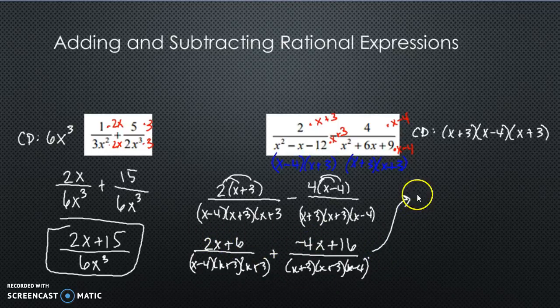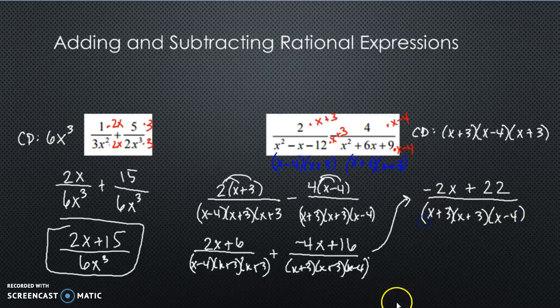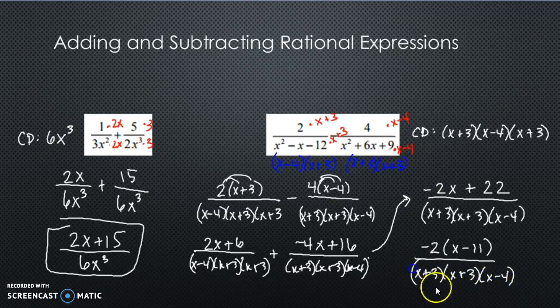All right, so then I'm going to come up here, and I want to combine my like terms. So I have 2x and negative 4x, which is negative 2x, and 6 and 16 is 22. And that's over x plus 3 times x plus 3 times x minus 4. And then I've got to see if I can simplify. I do have a GCF up top, so if I take out a negative 2, it's always whatever the first sign is, that leaves me with x minus 11 over x plus 3 times x plus 3 times x minus 4. Nothing cancels, so this is going to be my final answer.